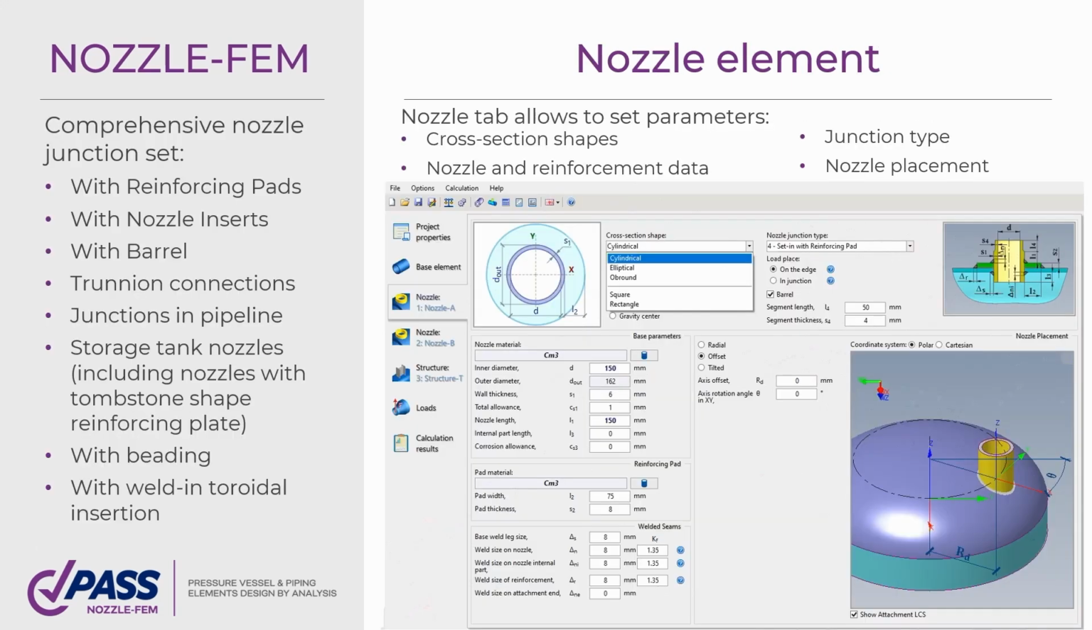Nozzle element. A nozzle element may be used with different cross-section shapes, not only cylindrical but also elliptical and flat oval, so-called tabloid, and have a comprehensive nozzle junction set: with reinforcing pads, with nozzle insert, with barrel, trunnion connection, storage tank nozzle, including nozzle with so-called stone-shaped reinforcing plate, and with a welded toroidal insertion.